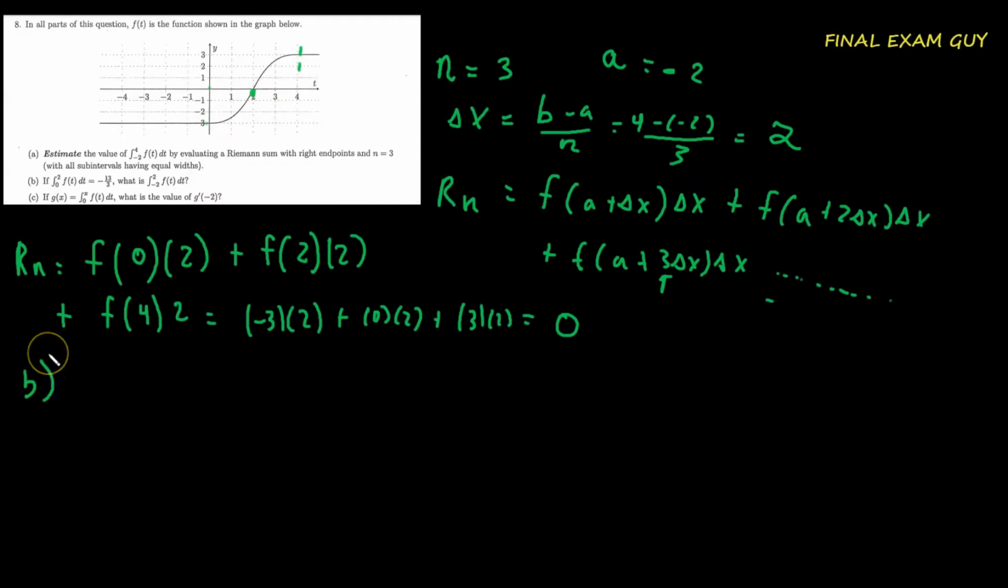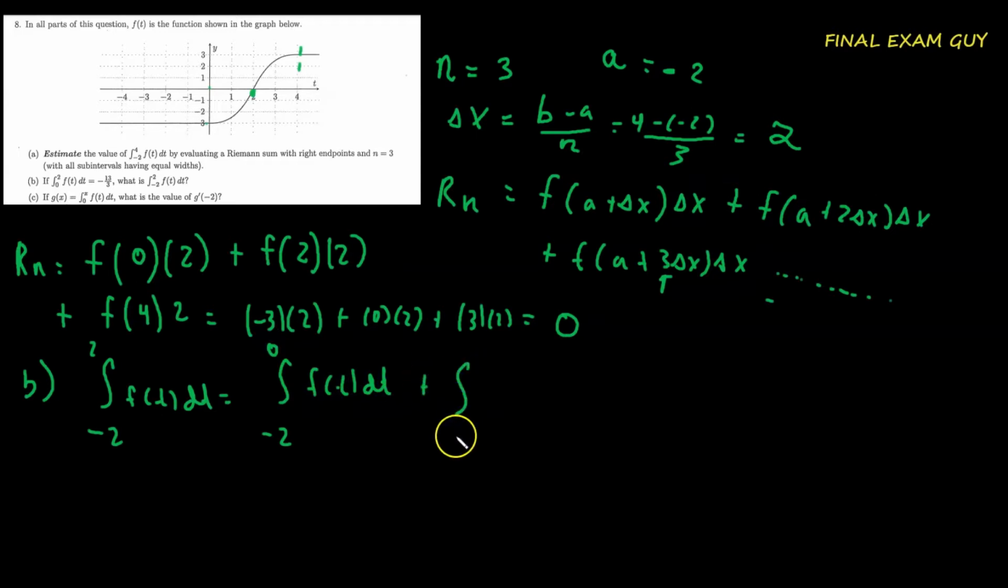Part B says if the integral from 0 to 2 of f of t dt is negative 13 over 3, what is the integral from negative 2 to 2 of f of t dt? Alright, so the integral from negative 2 to 2 can be broken up into two separate integrals: negative 2 to 0 of f of t dt plus 0 to 2 of f of t dt. And they already gave us this value here. They just told us that it's negative 13 over 3. So if I can just find this one, I have my answer.